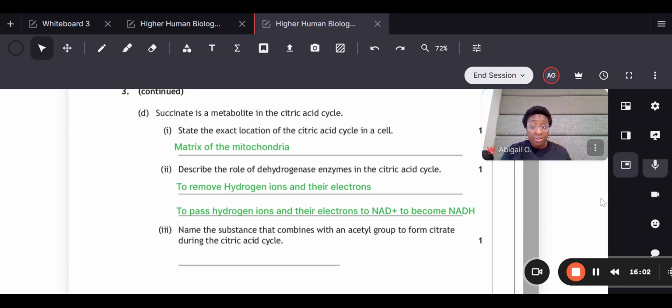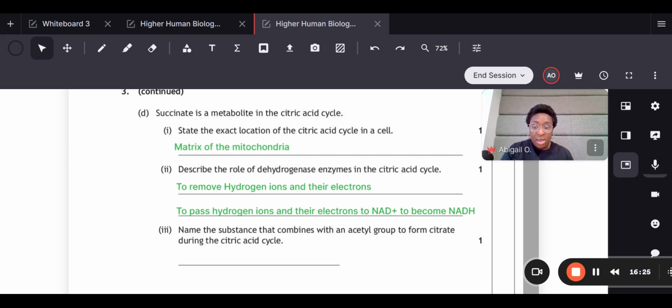So if we wanted to put that in an answer, we could say that the role of dehydrogenase enzymes in the citric acid cycle is to remove the hydrogen ions and their electrons. Or we could say it's to pass these hydrogen ions and their electrons to NAD+, so that they can become NADH, basically so they can carry that hydrogen. And those compounds are important for us in the electron transport chain, which is not part of this question as well.